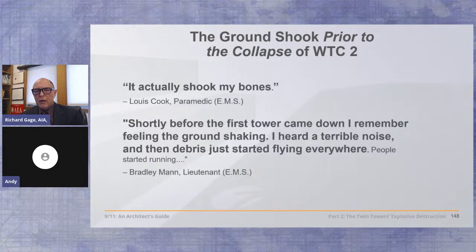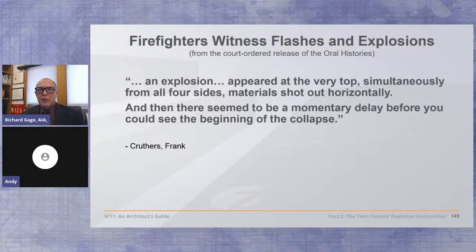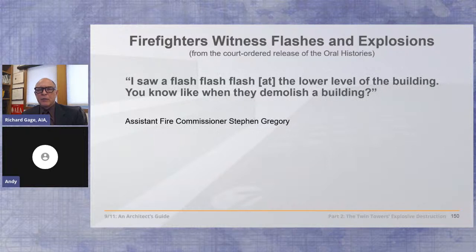Shortly before the first tower came down, I remember feeling the ground shaking. I heard a terrible noise, and then debris just started flying everywhere. An explosion appeared at the very top simultaneously from all four sides. Material shot out horizontally. And then there seemed to be a momentary delay before you could see the beginning of the collapse. I saw flash, flash, flash at the lower level of the building. You know, like when they demolish a building?